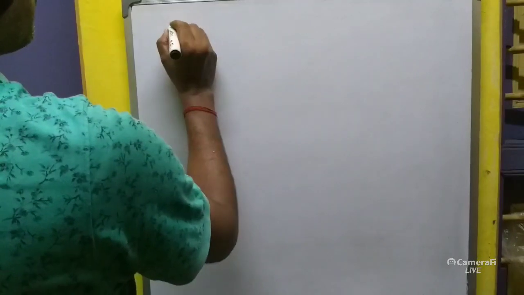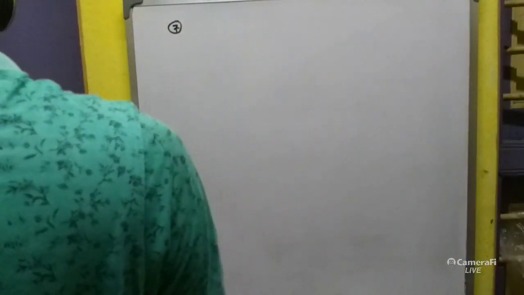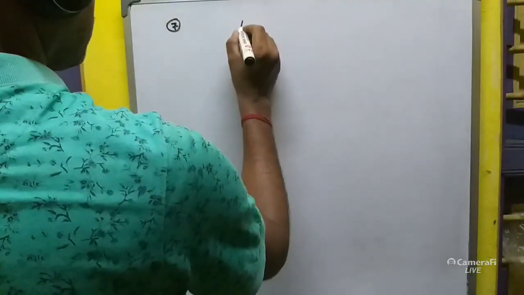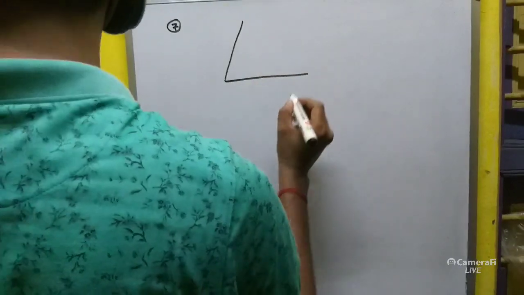Next math number 7. So math number 7, in the adjoining figure it is given that AO parallel to CD and OB parallel to CE. AOB is 50 degree. Find ECD. So this is the math. First you draw the diagram.